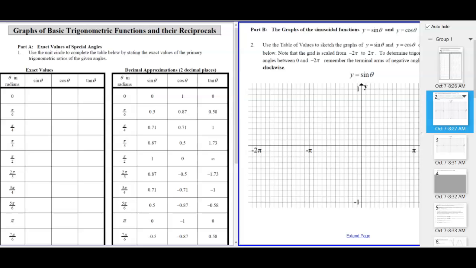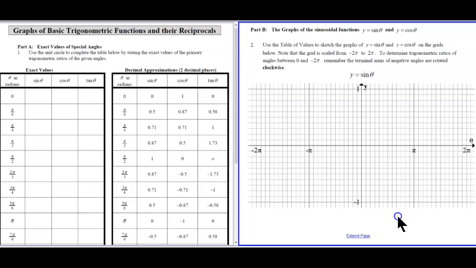And so we want to graph y equals sine theta and y equals cos theta, and we'll get into tangent as well. Okay, so notice the axes, these are in radians. Okay, notice the grid markings. So these are things that you will want to notice as we go through trig.